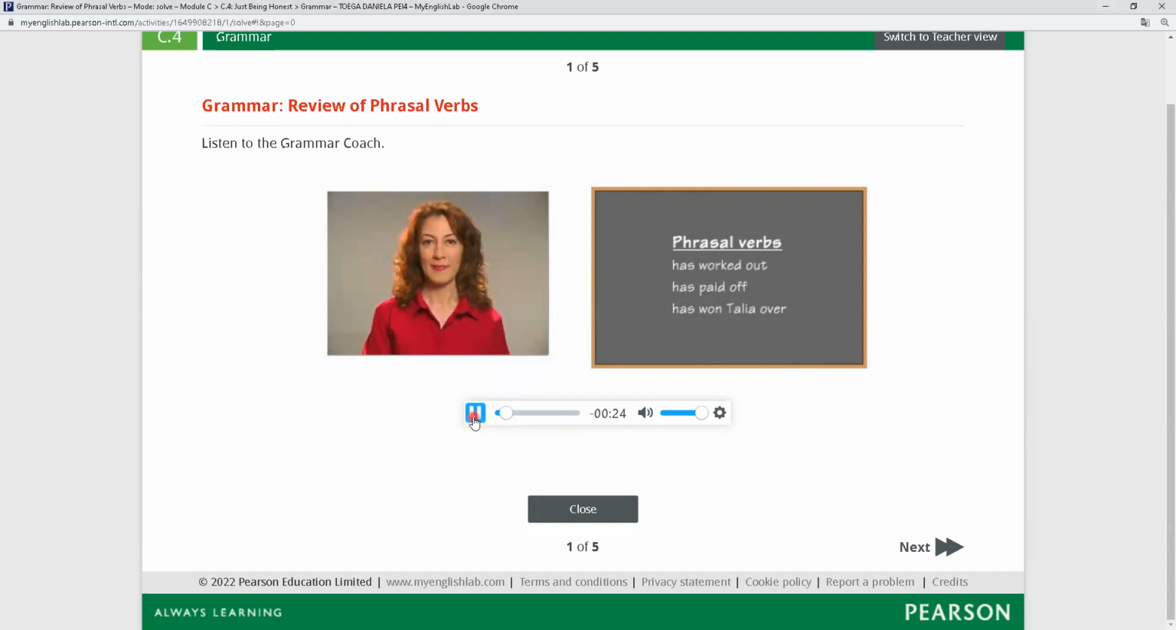Hi, I'm so happy everything has worked out so well. Talia's and Amy's hard work has paid off. Both of them have new jobs. And Nick may not have won the championship, but it seems that he's won Talia over. Phrasal verbs like work out, pay off, and win over are so important in English. Let's review them. Has worked out, has paid off, has won Talia over.